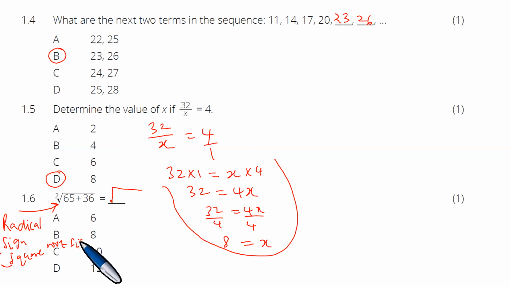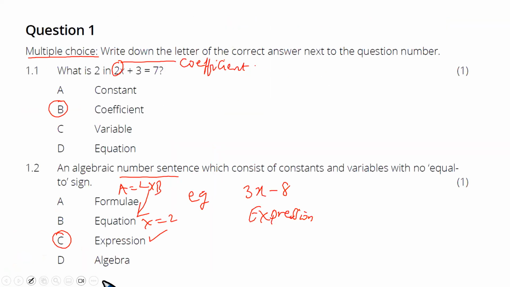Square root what? Sign. It's called the square root sign. So at this point, if you have the following, oops.